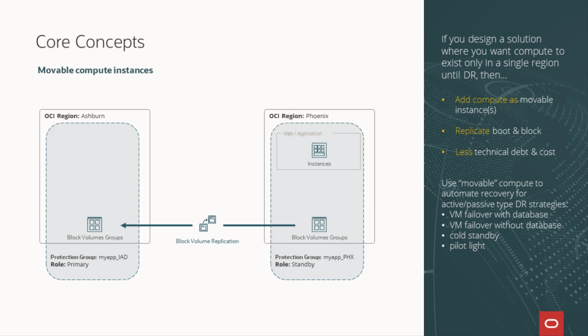If you want us to move your compute instances from the primary region to the standby region during a DR operation, then you will choose to add movable instances and the block volume groups containing boot as members of your DR protection group. Not all applications support being moved from one region to another, so make sure your application can tolerate being started in a different region on the same virtual machine.